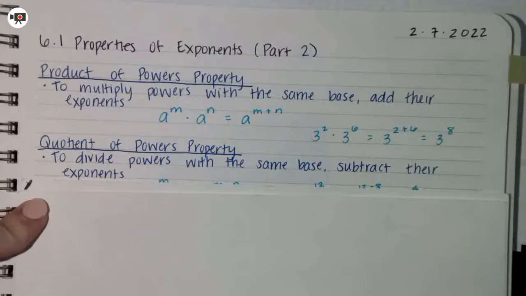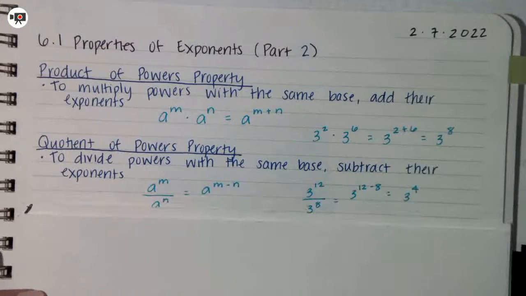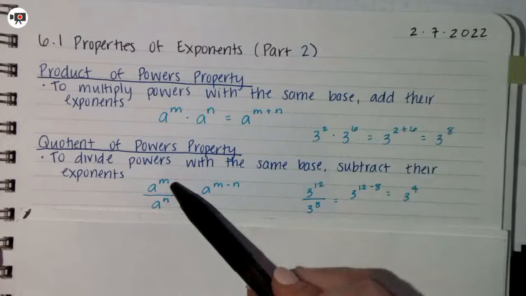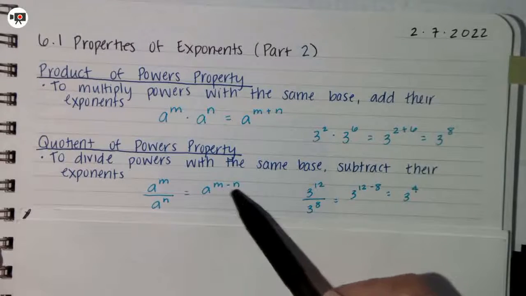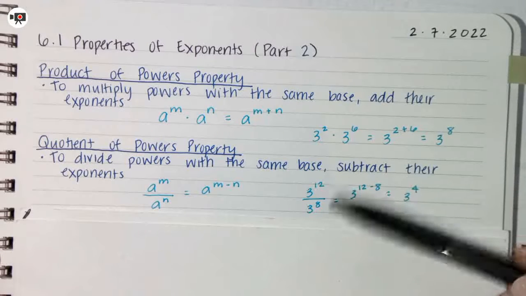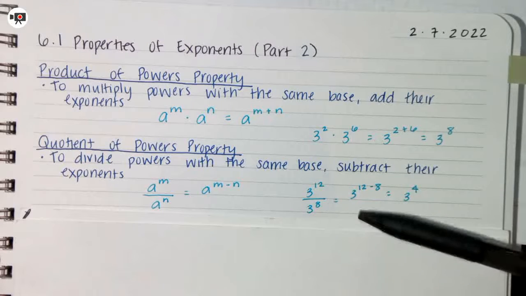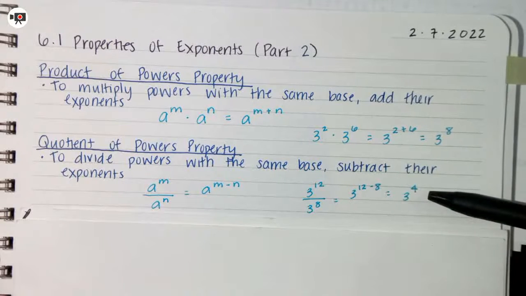The quotient of powers property says to divide powers with the same base, subtract the exponents. So a to the m over a to the n equals a to the m minus n. To show with numbers, 3 to the 12th divided by 3 to the 8th power would be 3 to the power of 12 minus 8, which is 3 to the 4th.